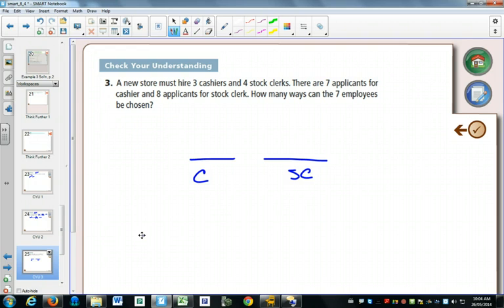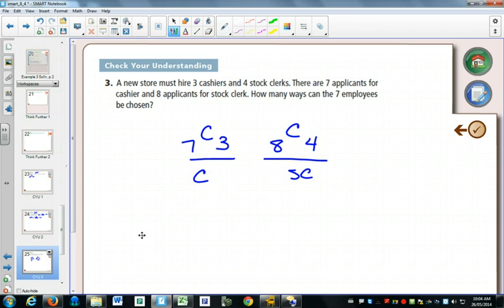Since there's 7 applicants for cashier and you need to choose 3 of them, the order doesn't matter. There'd be 7 choose 3 for cashier. And for store clerks, there's 8 applicants and you need to choose 4 of them. So that would be how many ways you could choose your store clerks.